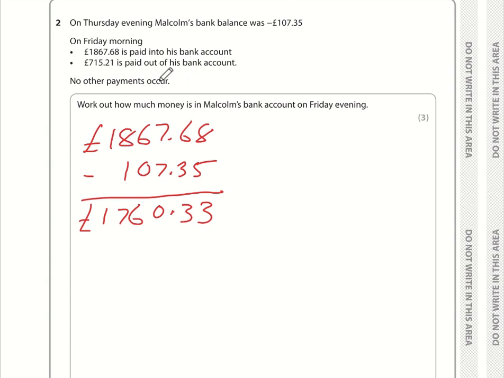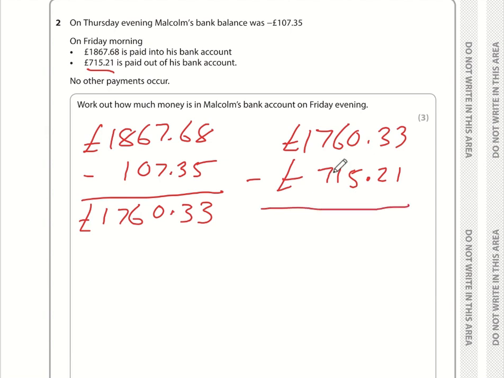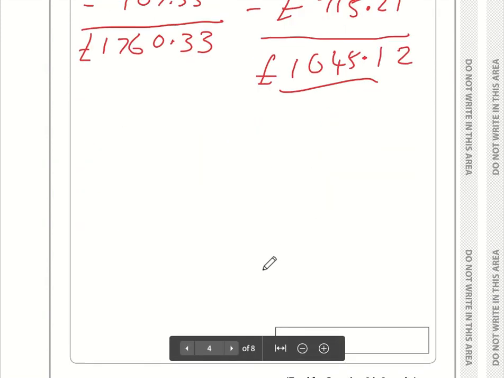Now we have this amount which is paid out of the account, so we know the current balance before that happened is 1,760.33, so we just need to subtract this 715.21. Again, make sure decimal points are in line, so don't put this 7 of 715 under the 1 of 1,760. Decimal points in line in the answer box. 3 take away 1 is 2, 3 take away 2 is 1, 0 take away 5 can't be done, so 6 becomes a 5, this 0 becomes a 10, 10 minus 5 is 5, 5 minus 1 is 4, 7 minus 7 is 0, 1 minus nothing is 1. So the answer is therefore £1,045.12.